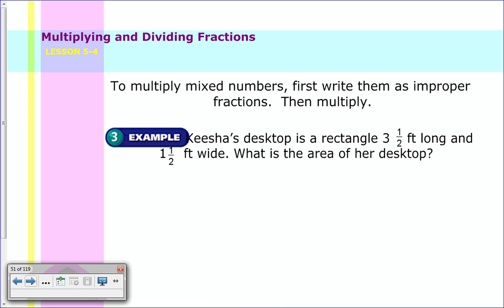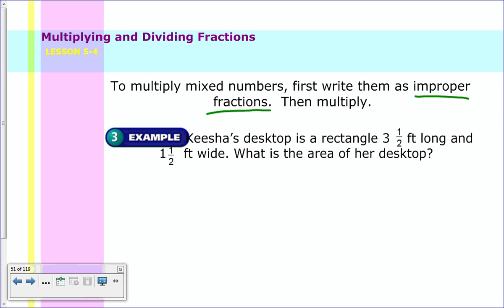There we go. So again, now we're moving to mixed numbers. So we talked about how you can multiply fractions by either multiplying at the beginning and then simplifying at the end, or simplifying right away, then multiplying. Now when you multiply mixed numbers, first you have to write them as improper fractions. That way you can multiply them like we have been. So Peach's desktop is a rectangle that's 3 1/2 feet long and 1 1/2 feet wide. What is the area of her desktop?